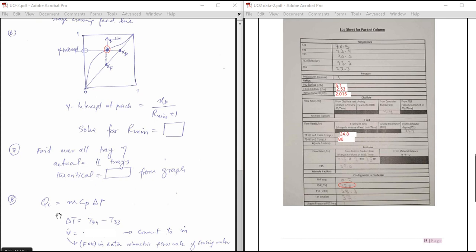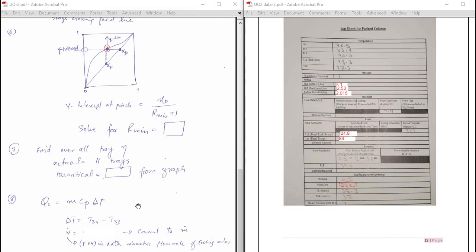Number 8, we need to find the heat removed in the condenser. For this, we will use a very simple relationship: Q equal to m Cp delta T. We know the volumetric flow rate, around 20 liters per hour. You convert it to mass flow rate. We know the Cp, you can assume it constant because the temperature range is very small. And we know delta T. You see the inlet temperature is around 35 and the exit temperature is 37. So you can find the heat removed in the condenser.